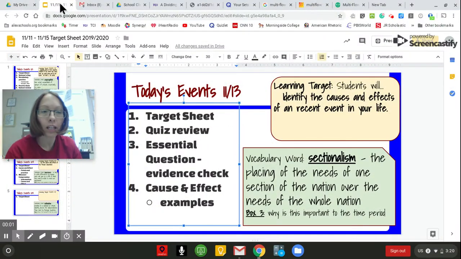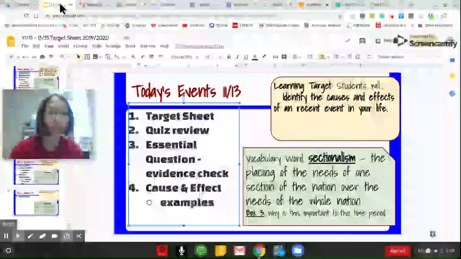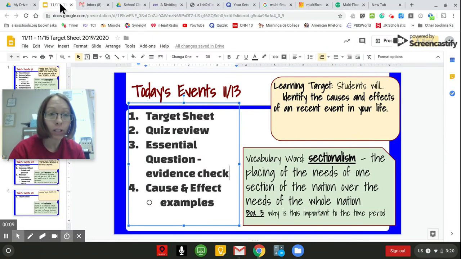Hello, today is Wednesday, November 13th, and we are going to mostly talk about cause and effect today. So our vocab word is sectionalism. Sectionalism, as you can see, is placing the needs of one section of the nation over the needs of the whole country. And so, really think about the different sections that we have in about 1850.